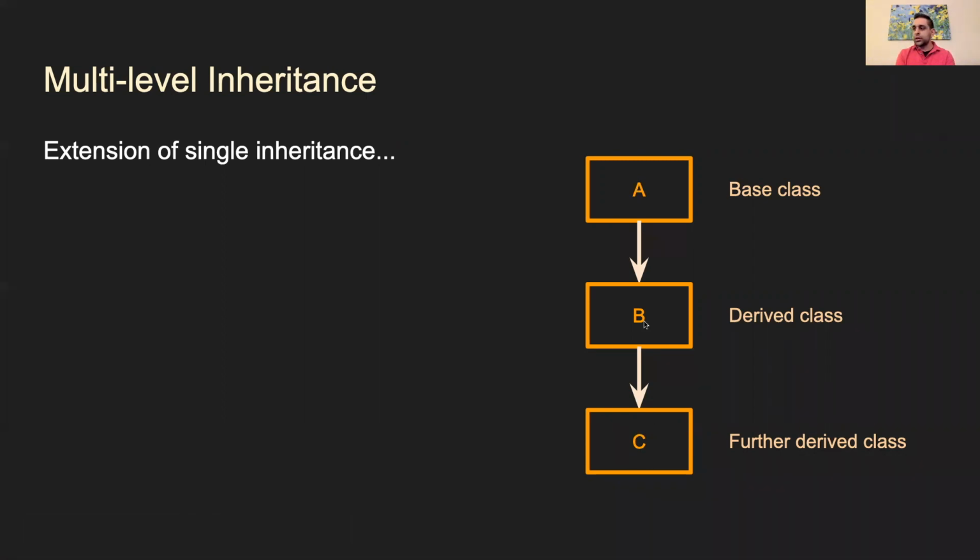So again, we're just creating an extended chain. Again, you can go as many levels as you want. You could go 5, 7, 20 levels deep if it makes sense. So I guess the sky's the limit in terms of how many times you want to create derived classes in your chain. So that's multi-level inheritance. Let's see an example of that.